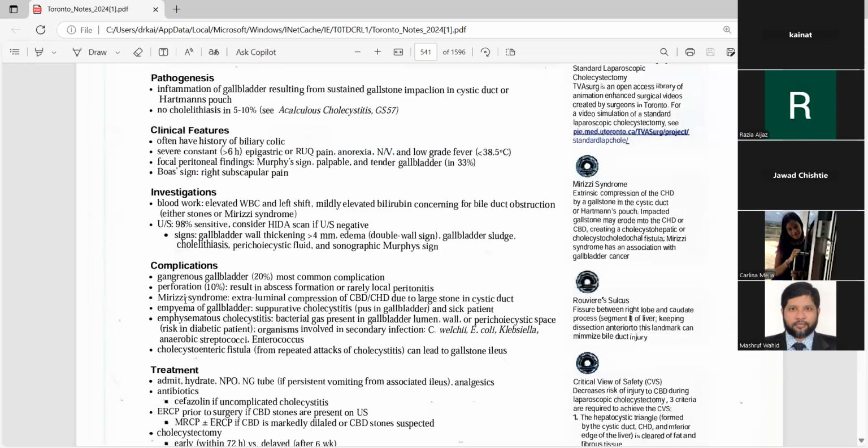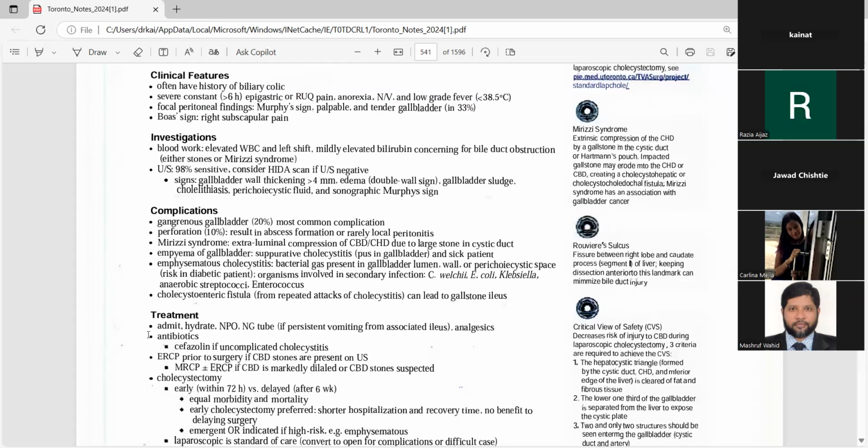Then complications are gangrenous perforation, Mirizzi's, empyema, emphysematous cholecystitis, and then cholecystoenteric fistula. So there could be fistula formation. How are you going to treat? If it's an emergency case, admit, hydrate, NPO, NG tube, antibiotics, and if needed, ERCP. In family medicine, do all the investigations, then send to the emergency. Okay.